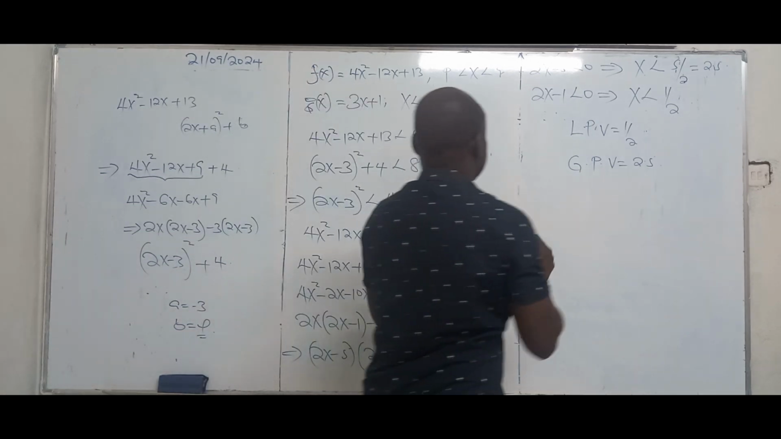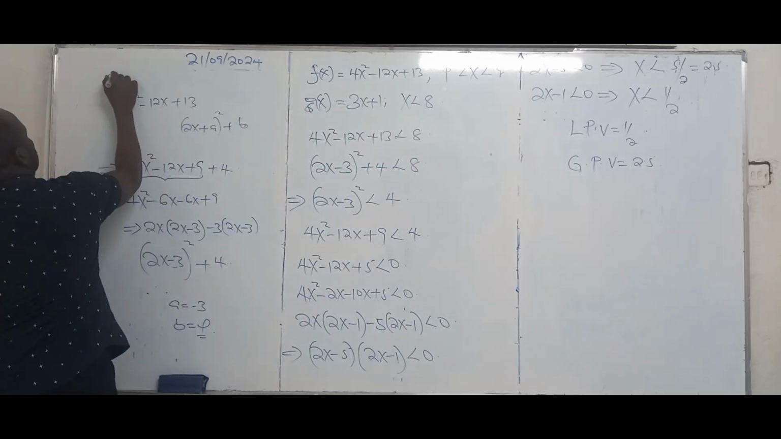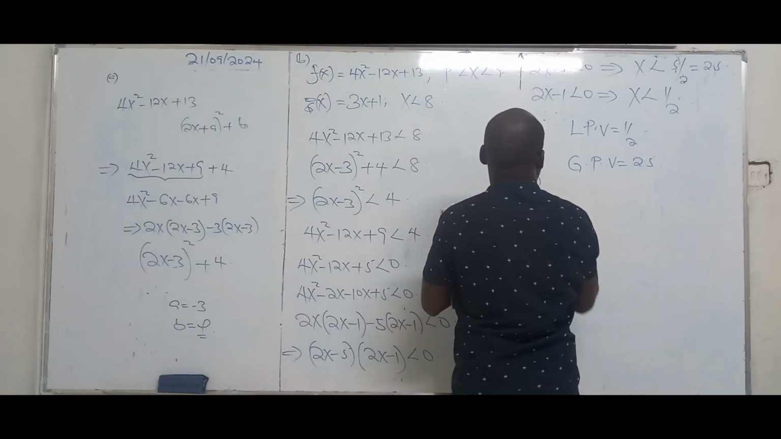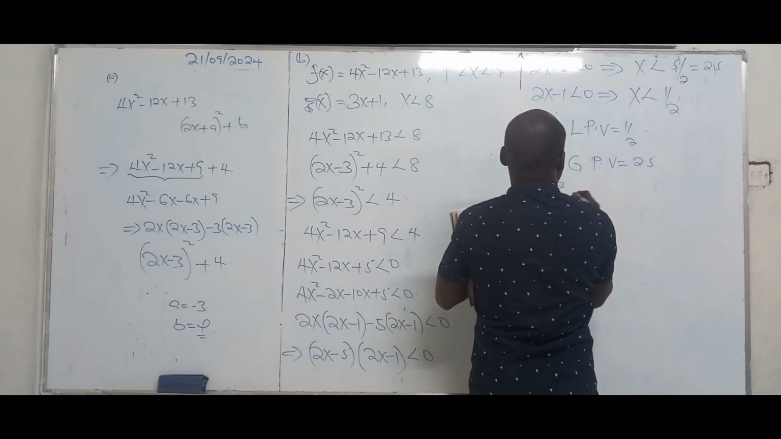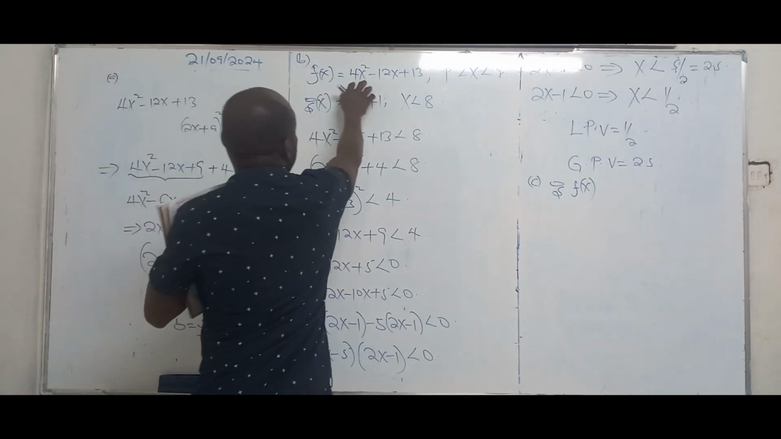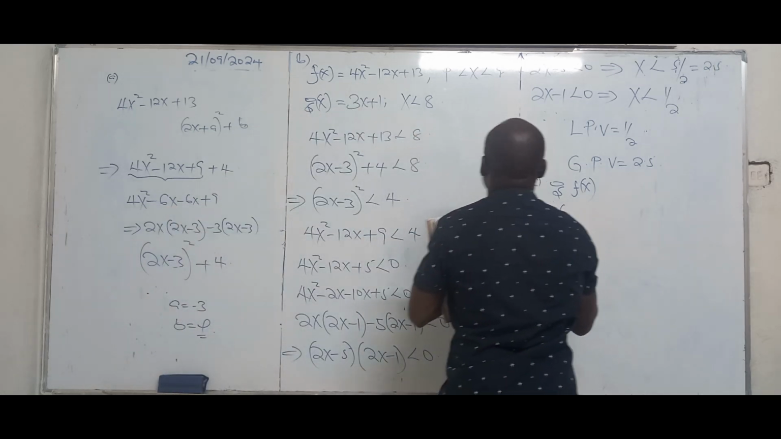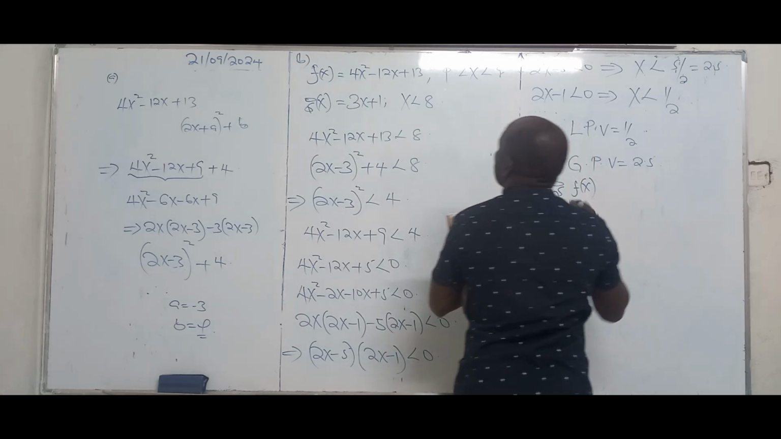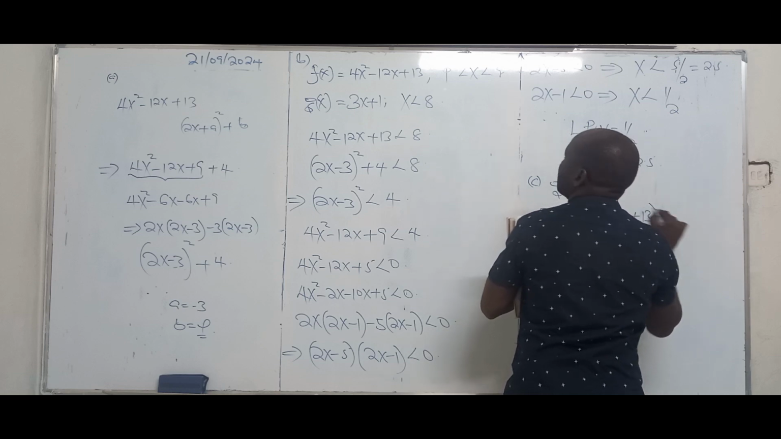Then part C. This was part A, this is B, now we're in C. Find an expression for g f of x. F of x is this, but now we need g of f of x. So we say g into this, 4x squared minus 12x plus 13, like that.